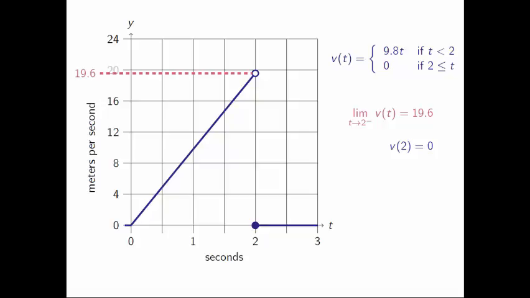The second thing I want to observe is that the limit of the velocity as t goes to 2 does not exist. Remember, for a limit to exist, a function has to approach a single number. But if we look to the right of the graph, as time gets closer and closer to 2 from the right, the velocity remains at 0. So since this function is approaching 0 as t goes to 2 from the right, but approaching 19.6 as t goes to 2 from the left, the limit of the function as t goes to 2 does not exist.